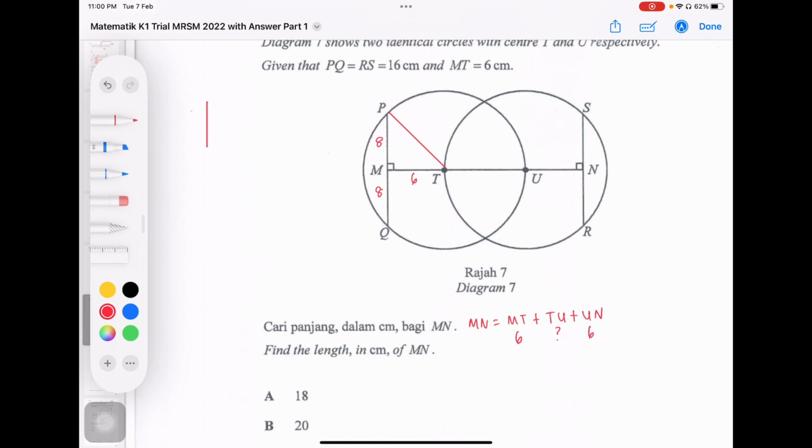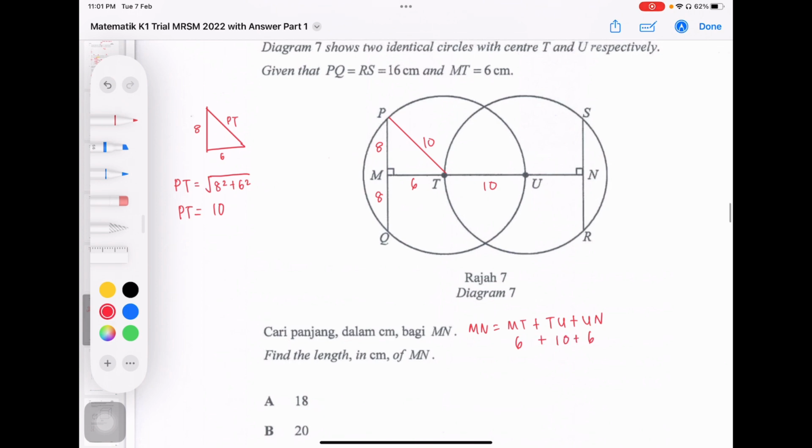So the teacher will draw here. This one is 8, this one is 6, and this one is X, or we can label it as PT. Because PT is the longest line, it is the hypotenuse, so we need to add. So PT is equal to 10. It means TU is also 10. So 6 plus 10 plus 6, then you will get 22 cm. The answer is C.